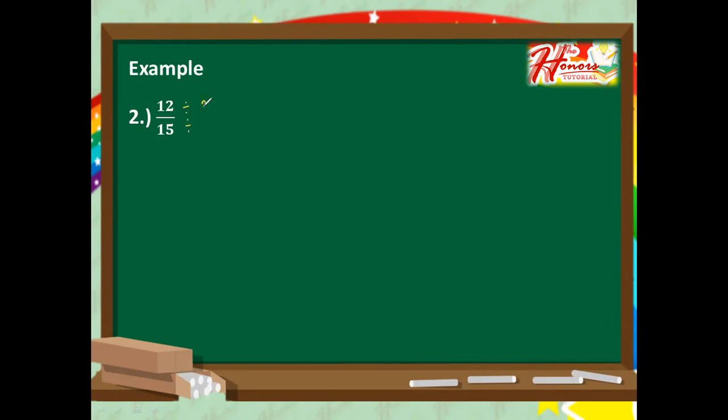We can use 3 here. 12 divided by 3, that's 4. 15 divided by 3, that's 5. Is this the final answer? Yes, because there's no number that can divide your numerator and denominator at the same time without remainder. So the answer is 4 over 5.